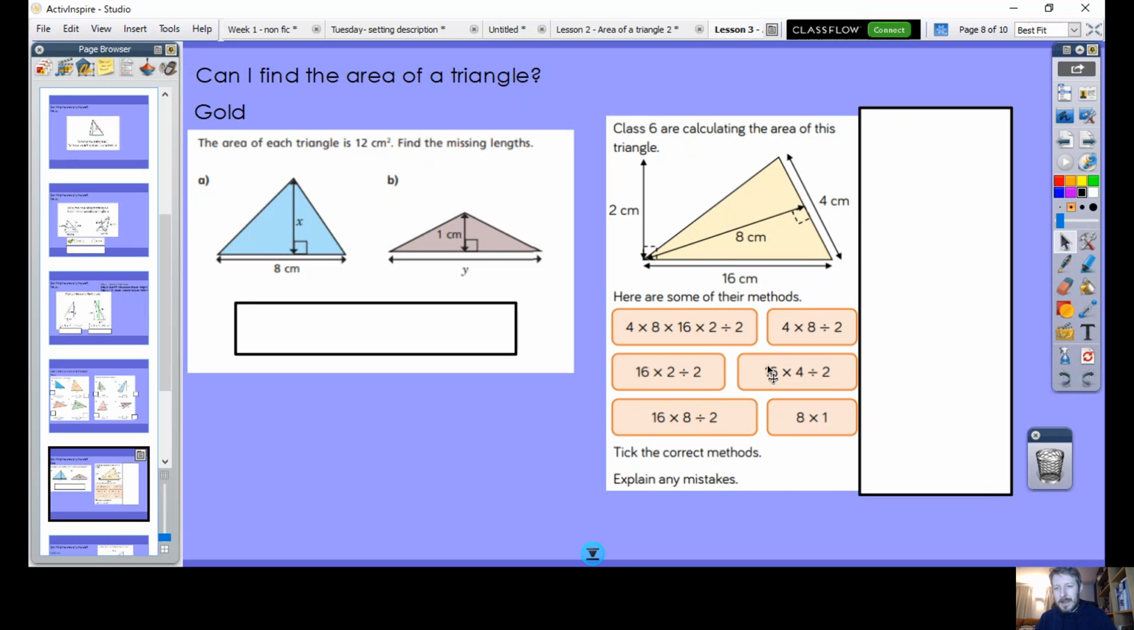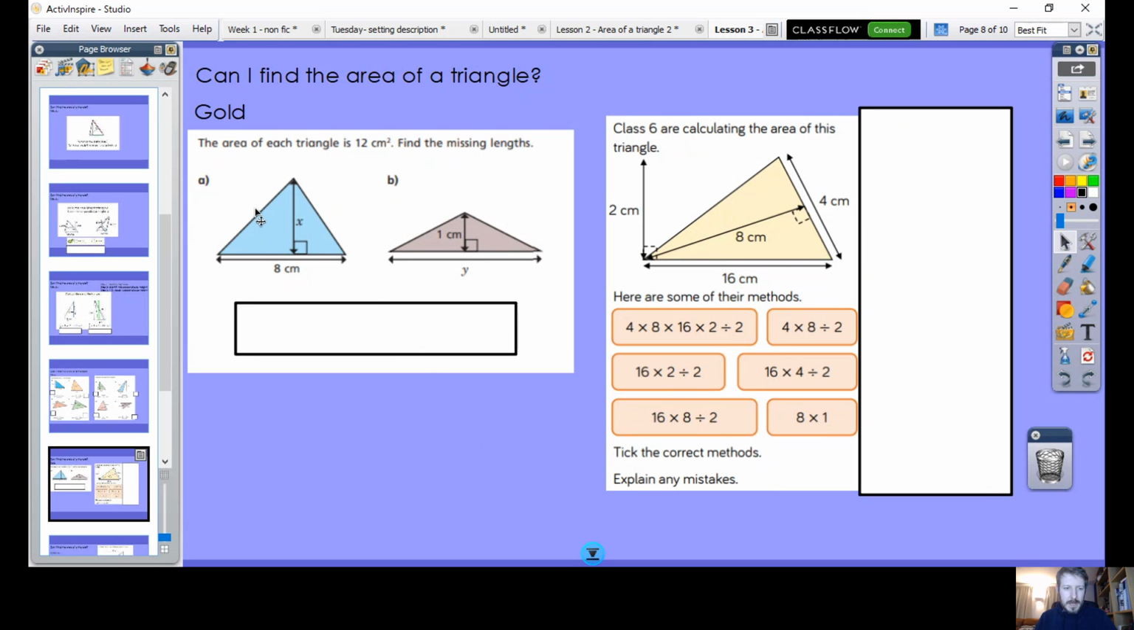And with this one, class 6 are calculating the area of this triangle. Here are some of their methods. Which ones are correct? So you're not going to tick them. Just write down which ones are correct and explain any mistakes. So pause the video now and do these questions.